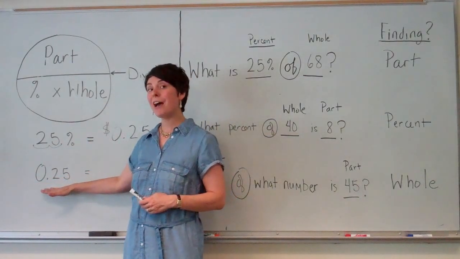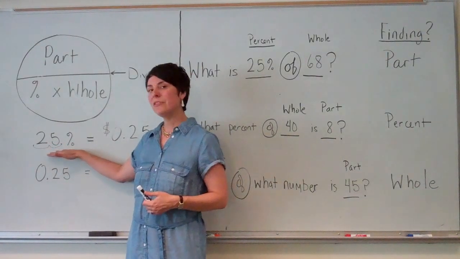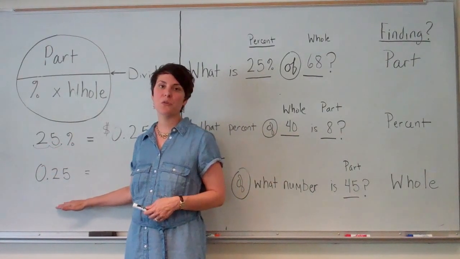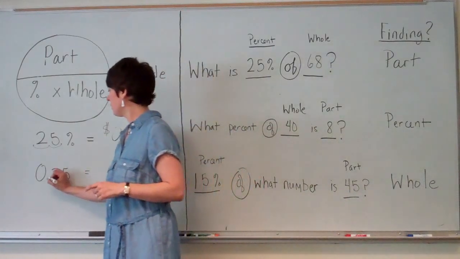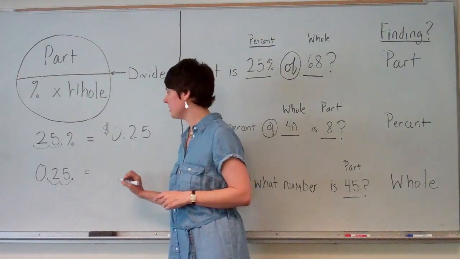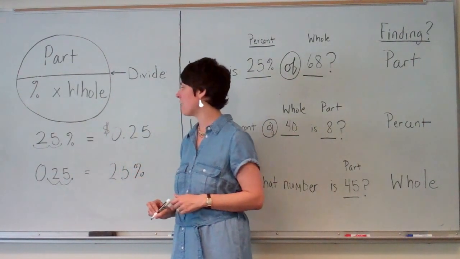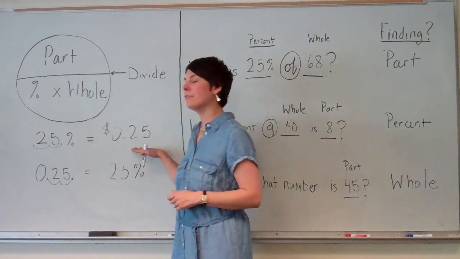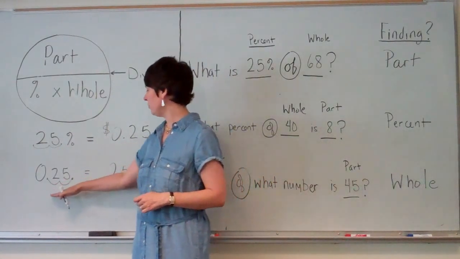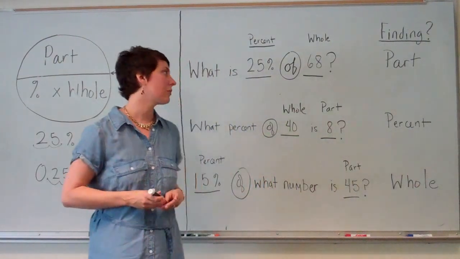Here I've got 0.25 and I want to turn it back into a percent. Here I divided by moving to the left, and here I'm going to multiply by moving to the right 2 times. 1, 2. This is the same as multiplying by 100. And I get my 25% back out of it. So 25% is equivalent to 0.25. 0.25 is equivalent to 25%. And we'll see in a minute why this is important.